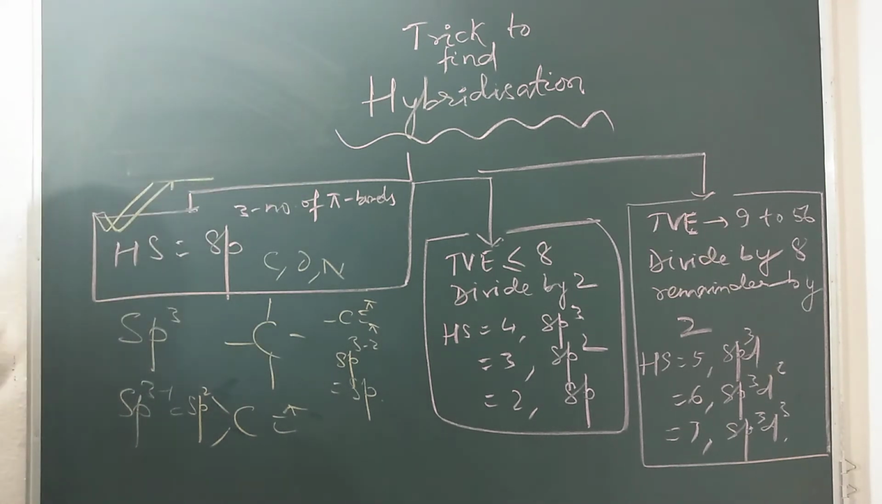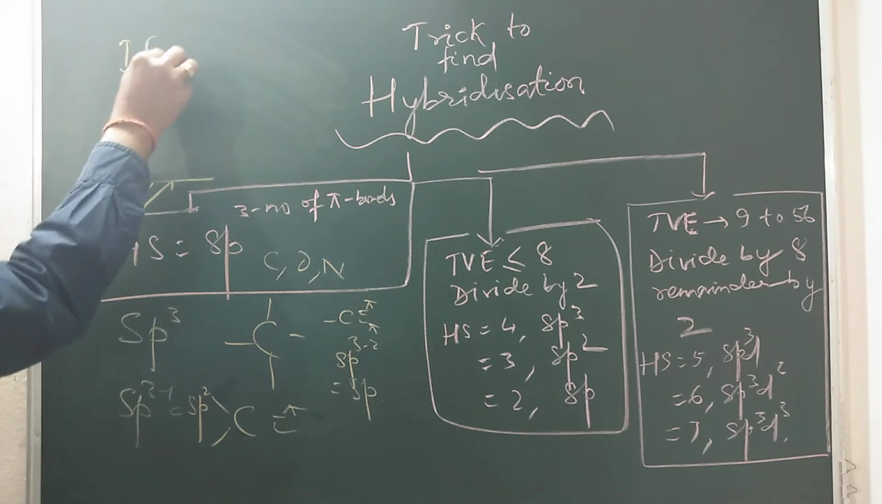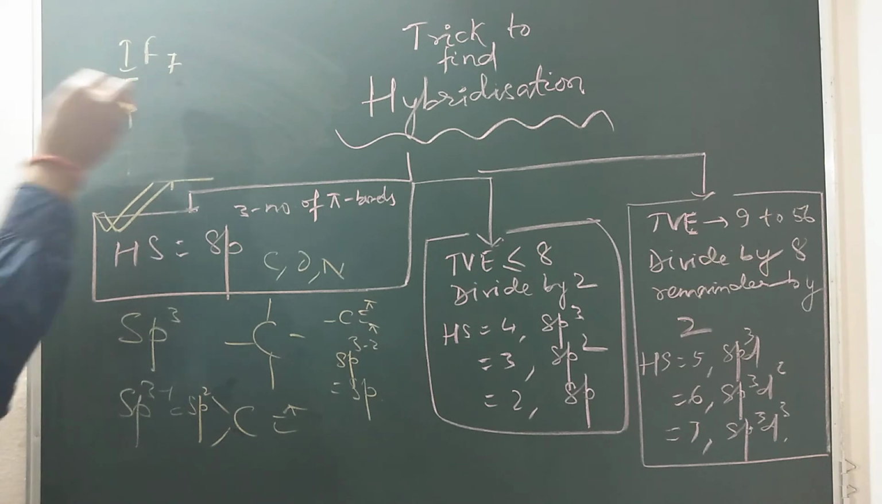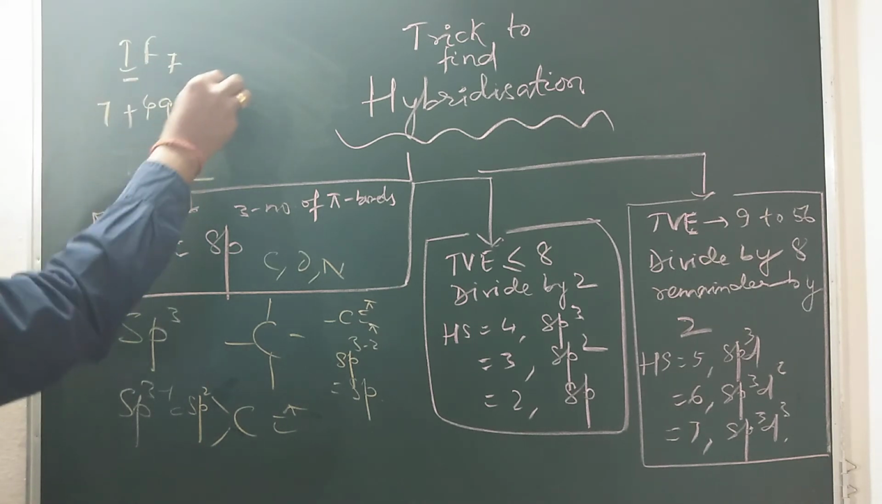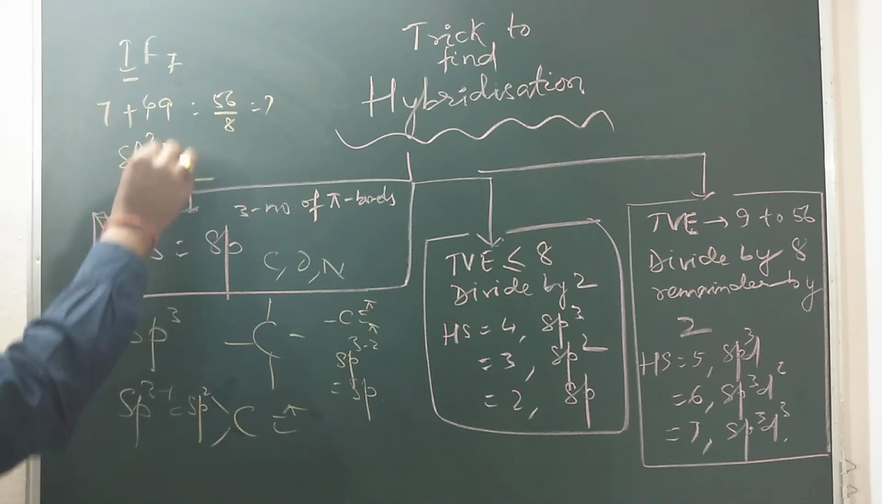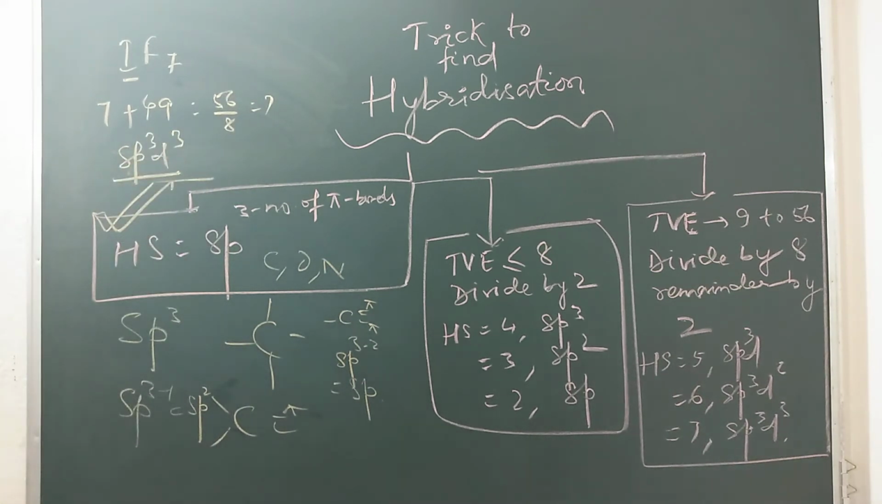So the next example, if I see IF7. Here iodine has 7 and fluorine also has 7, but there are 7 of them, so 7 times 7 is 49. Plus 7, this is 56, divided by 8 is 7. So it is a rare type of hybridization, sp3d3, and the shape of the molecule is pentagonal bipyramidal.